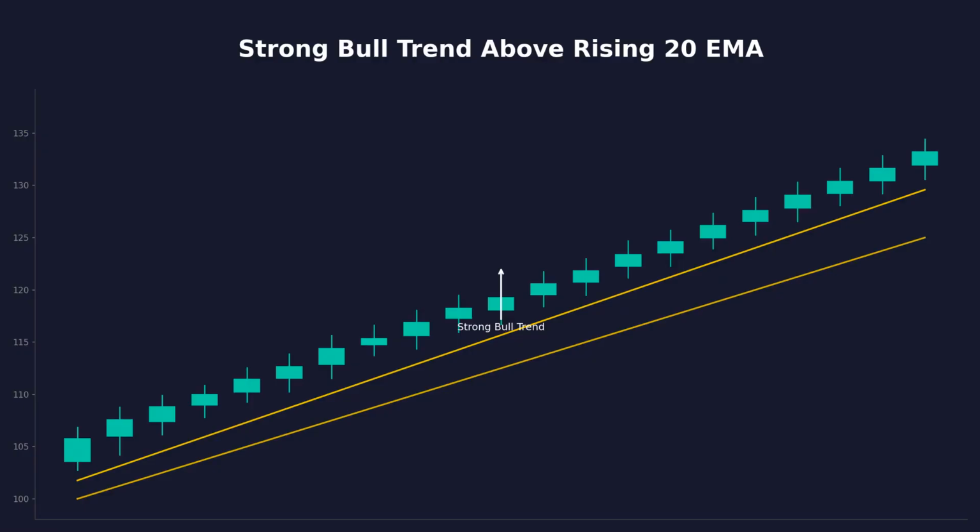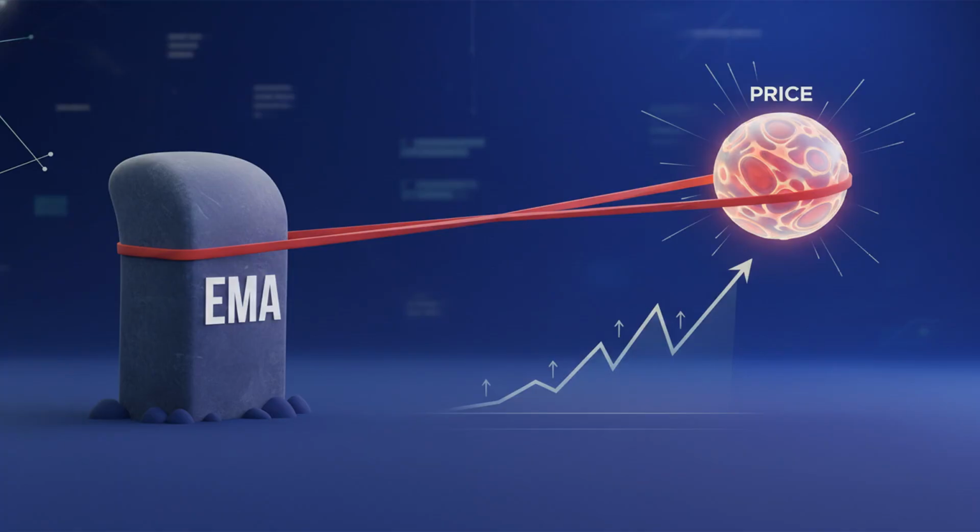The first function of the 20 EMA is trend identification. If the EMA is sloping up and price is consistently above it, you are in a bull trend. Do not look for shorts. The gap between the price and the EMA shows the trend's momentum. However, markets cannot move away from the average forever. Think of the EMA as a magnet. When price moves too far away, it becomes overextended and must eventually pull back to the mean. This is the concept of mean reversion.